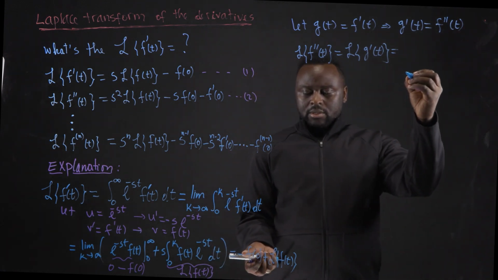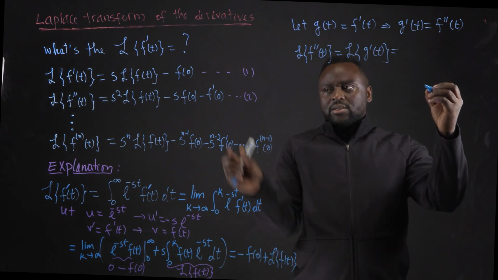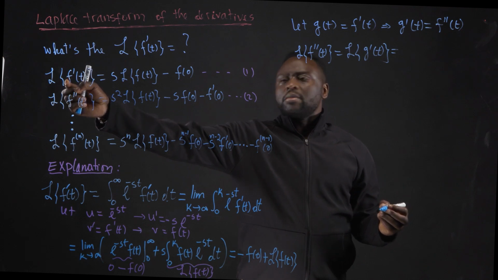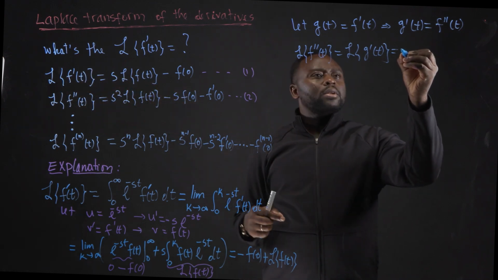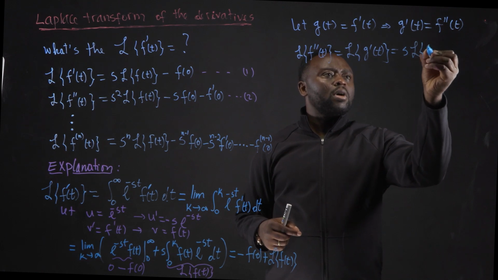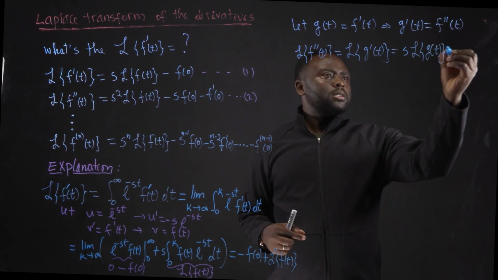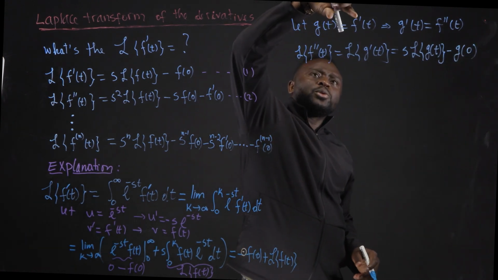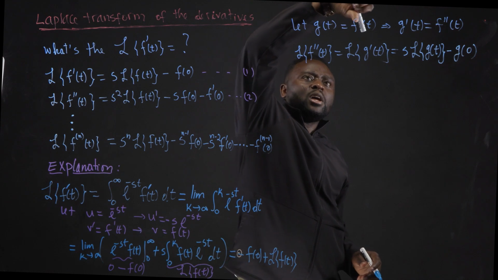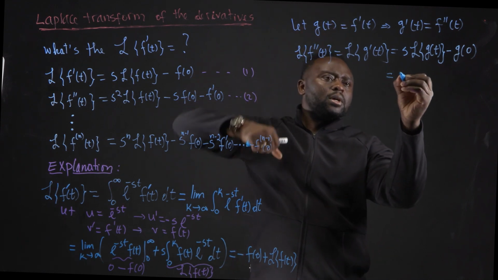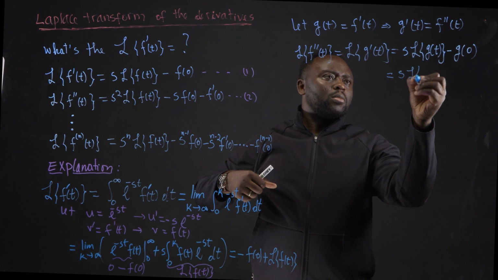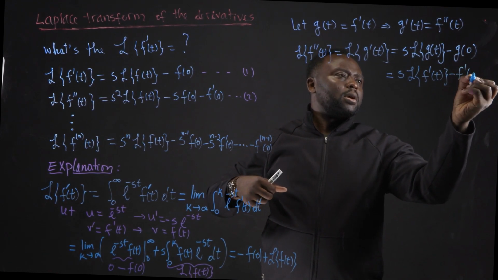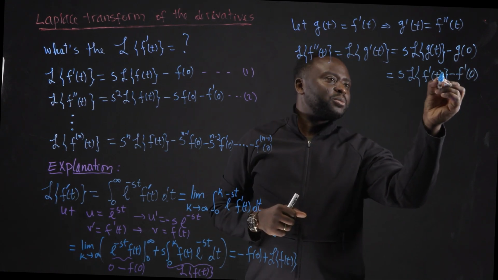So if we start with this Laplace transform, instead of f prime, we call it g prime. So we apply it here, then we have s times the Laplace transform of g of t minus g of 0. At this stage, if you use the substitution, g is f prime of t, this becomes s times the Laplace transform of f prime of t minus f prime of 0.